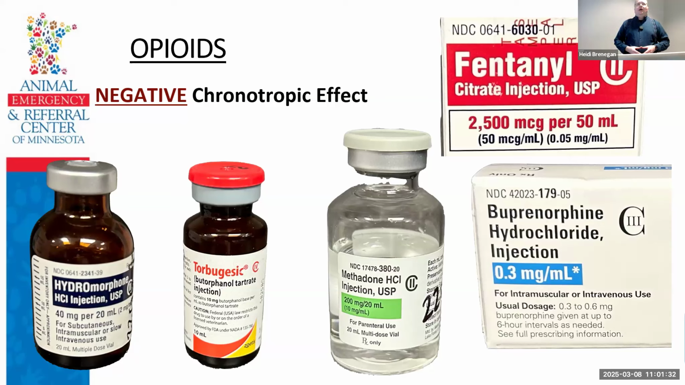So if you're giving a large dose of an opioid to an animal that's got heart disease, you might want to give it slowly so you don't bottom out their heart rate. If you're giving an opioid to an animal under anesthesia, you might want to expect their heart rate to go down. Whether that's a problem or not, if the heart's healthy, it's going to be fine.